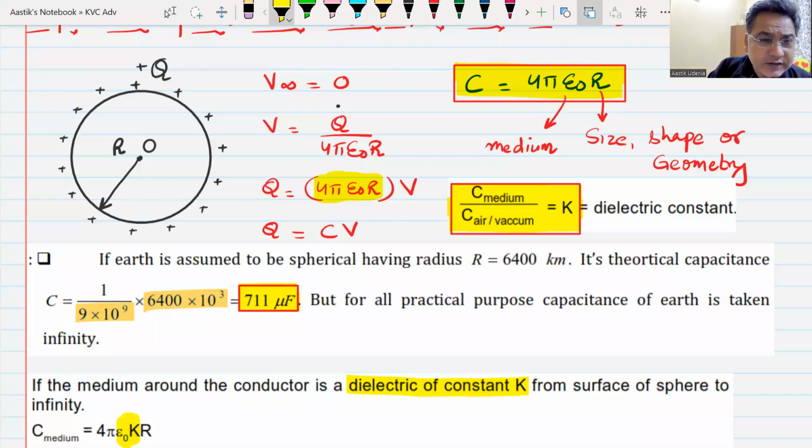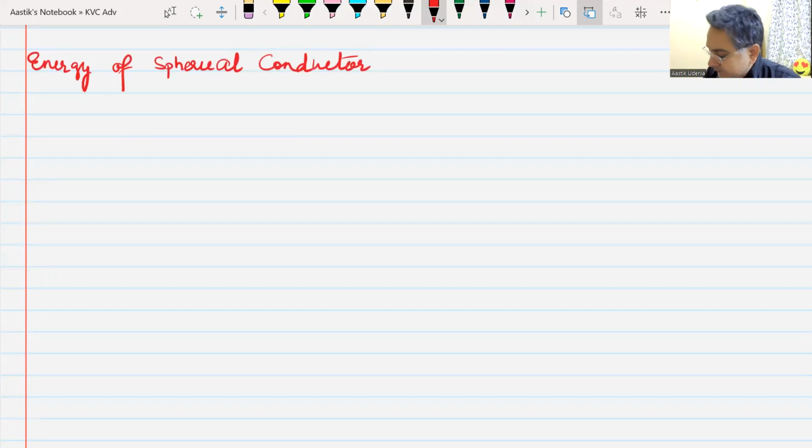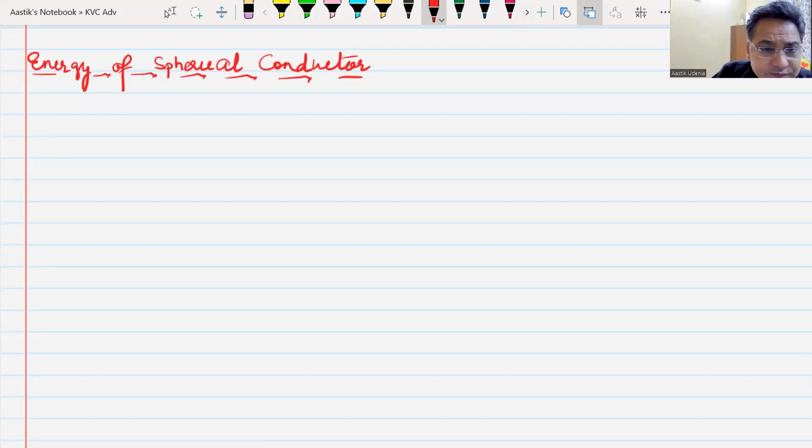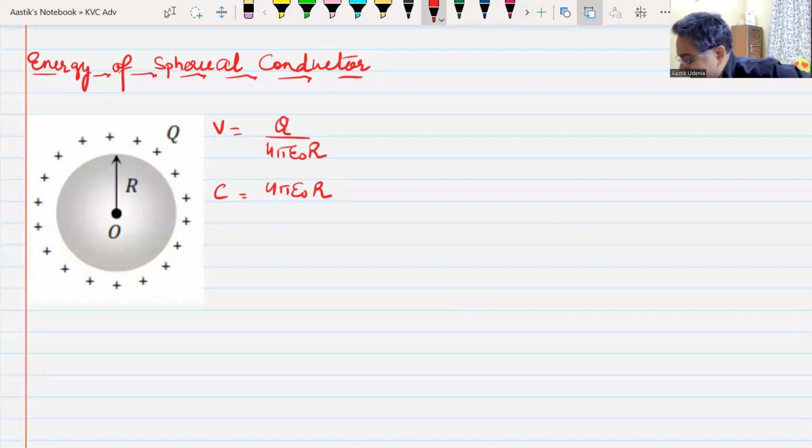And what is the next heading? The next heading is this: energy. Energy of a spherical conductor. Now, we have already seen, I have this spherical conductor whose charge is Q, whose radius is R. The potential on the surface of this conductor V is Q by 4 pi epsilon naught R. Yes or no? Yes. And the capacitance of this conductor is 4 pi epsilon naught R. Yes or no? Yes, sir.